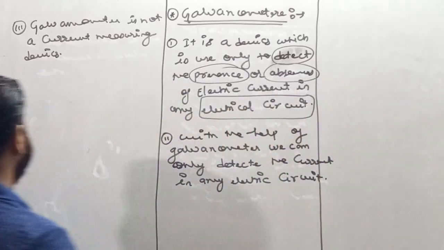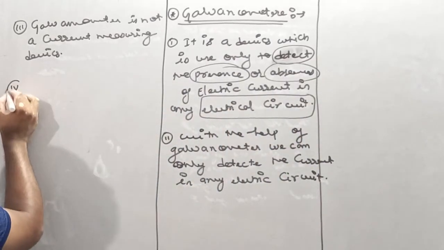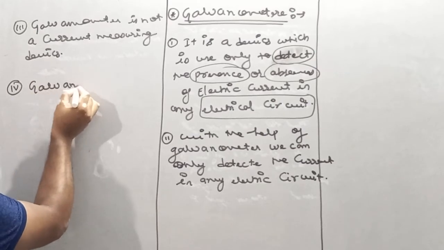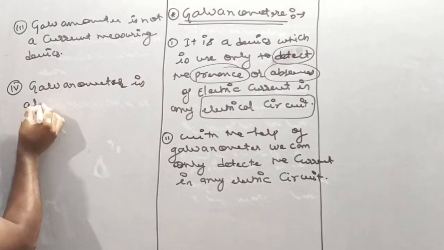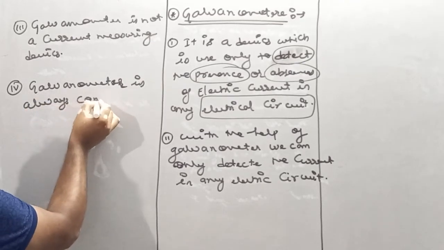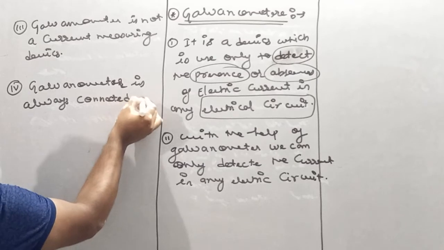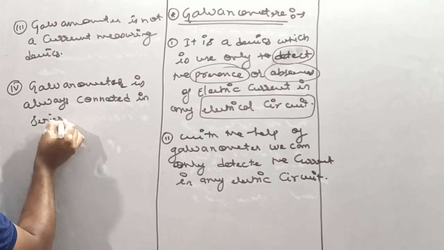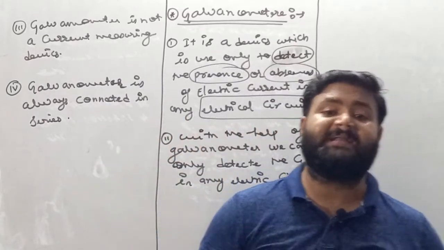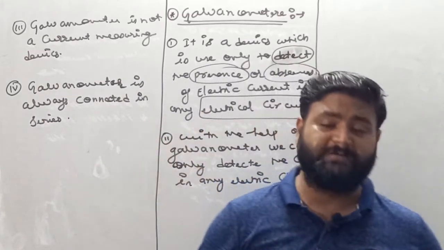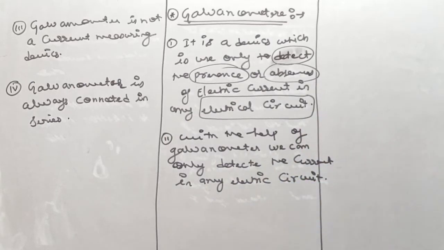Next point is, galvanometer is always connected in series. Remember this thing beta, galvanometer is always connected in series. If you wish to detect the presence or absence of electric current in any electrical circuit, then you have to connect galvanometer in series, not in parallel.